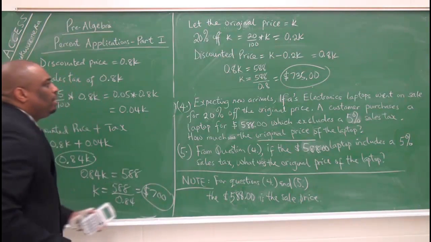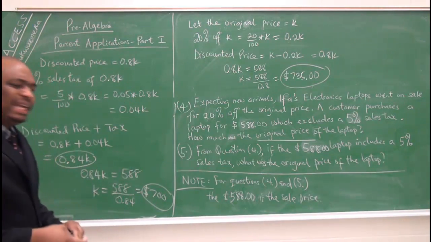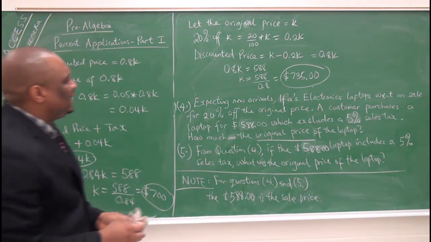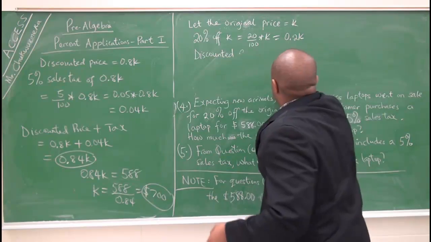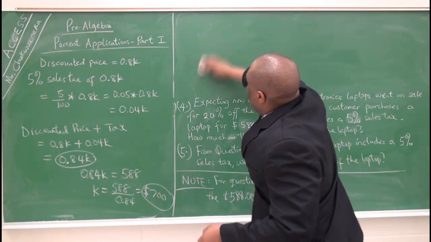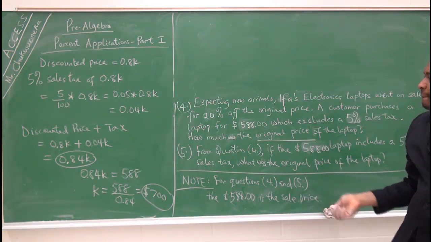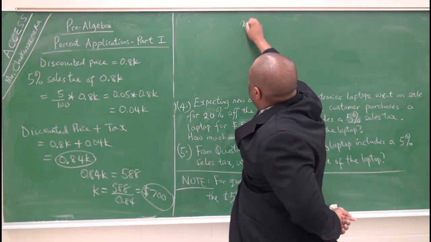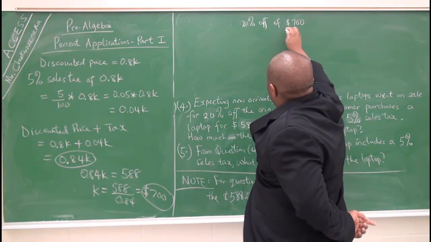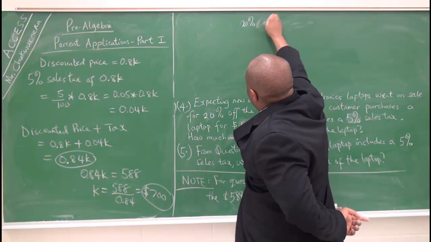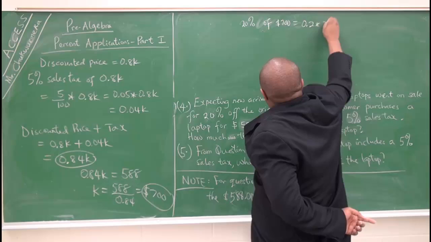So you see, it is smaller than $735. Can we check it to make sure? Let's check it to see whether it makes sense. One thing with these word problems is if you can check it, that will be fine. So assuming the original price was $700, 20% of $700 will give us 0.2 times 700.